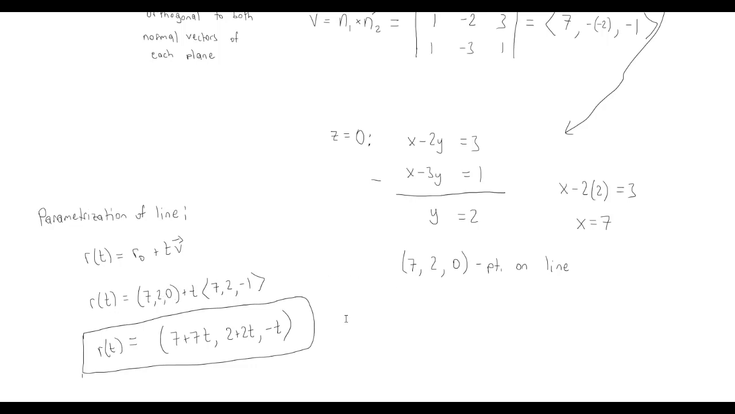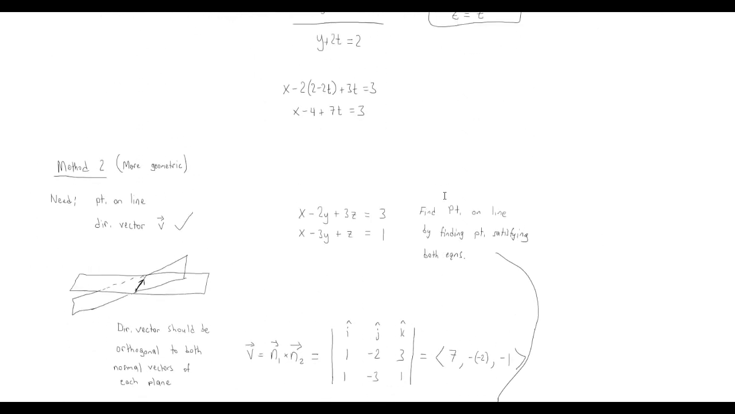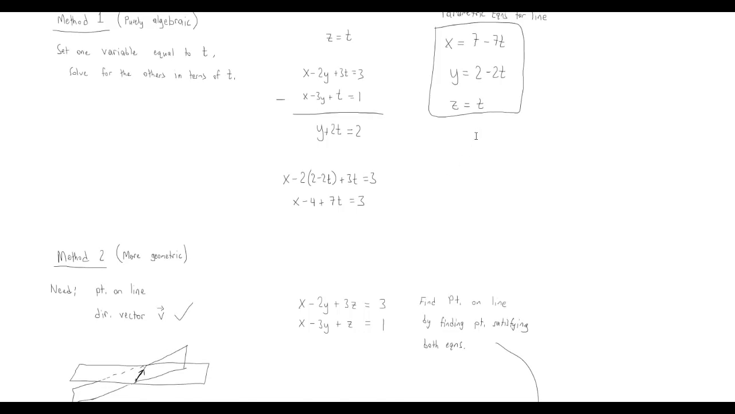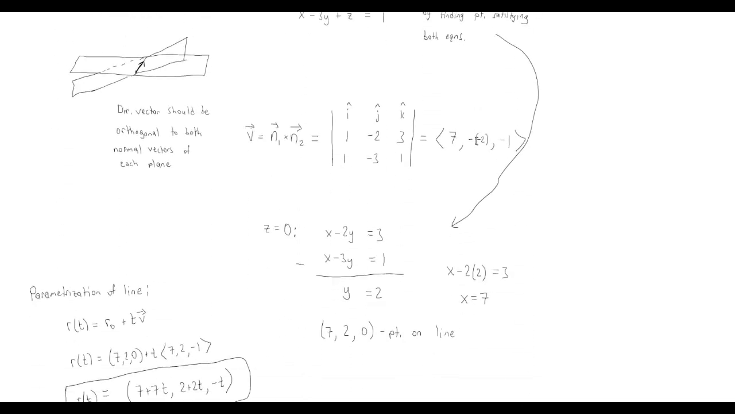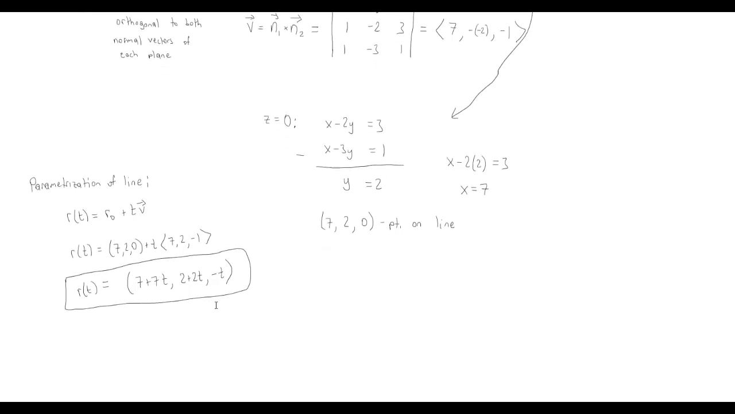Alright, so if we compare that to the answer from method 1, 7 minus 7t. So it's very similar. You actually notice that the signs are different though, because in the previous one we had 7 minus 7t, 2 minus 2t, and plus t. So that's okay. There is more than one parametrization of any line, so there's more than one right answer to these types of problems. Alright?